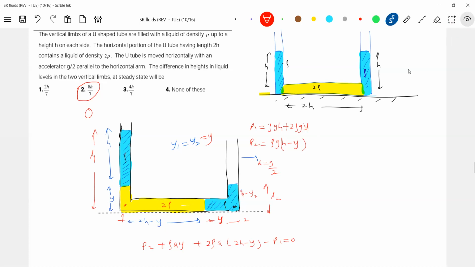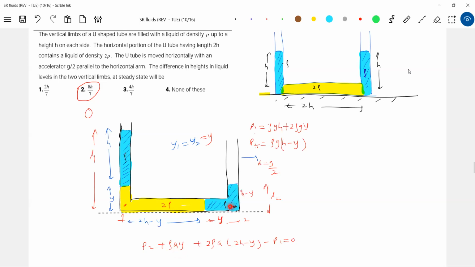Again, we have to write one more equation. Better we'll make it y only. What is P2 equal to? P2 equal to rho g (h minus y). What is P1? P1 will be rho g h plus 2 rho g y. Then how to correlate these two? I'll write the manometric equation from here. P2 plus rho a y.